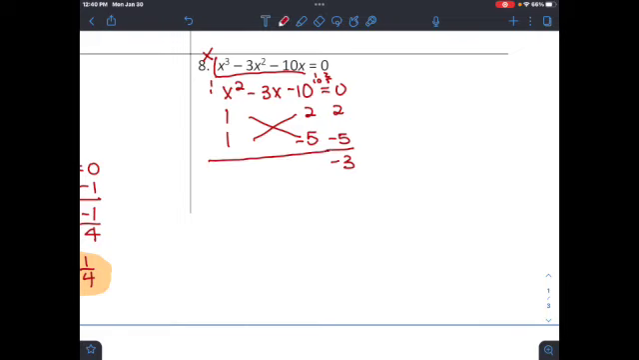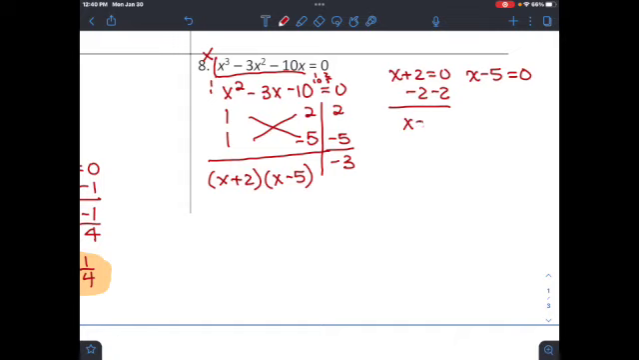If you want to draw that, to double check you got everything correct, you have x plus 2 and x minus 5. And then when you solve it, that will be your little baby equation. x plus 2 equals 0, x minus 5 equals 0. So minus 2 on both sides, x equals -2. And plus 5 on both sides, for the second equation, x equals 5. And that is how you do number 8.